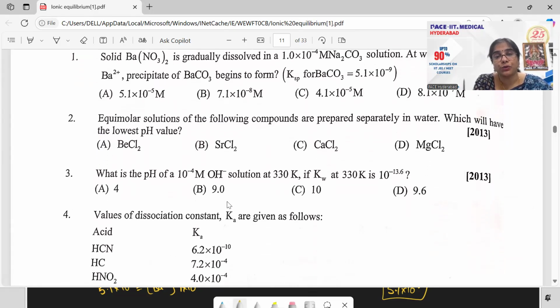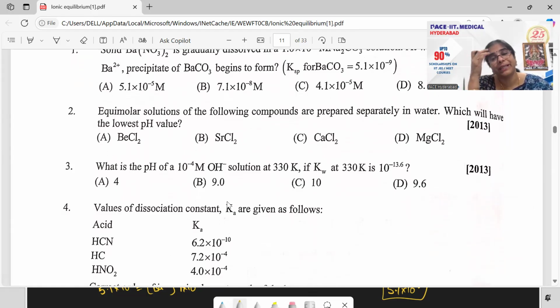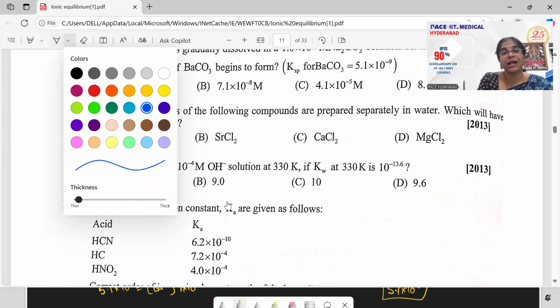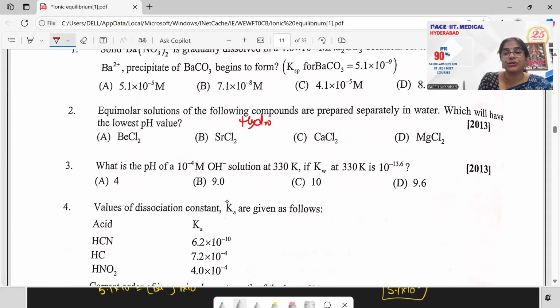Next, equimolar solutions of the compounds are prepared separately in water, which will have the lowest pH value. Solutions here, as you can see, are prepared in water. Equimolar solutions. You have all chlorides. Solution means you will have it with water. Then the end formation will be hydroxides, right? So whenever I have hydroxides, remember the trend that we have done in our inorganic part. Your basic strength of the hydroxides increases in your group.